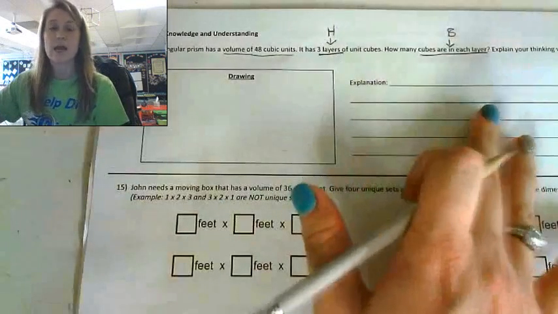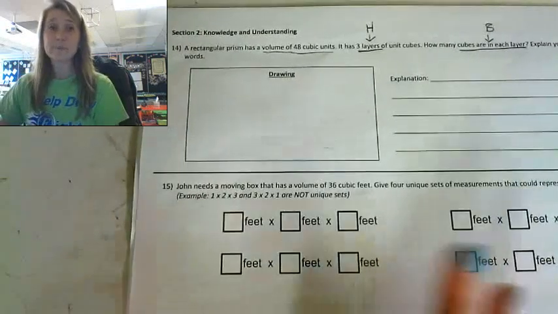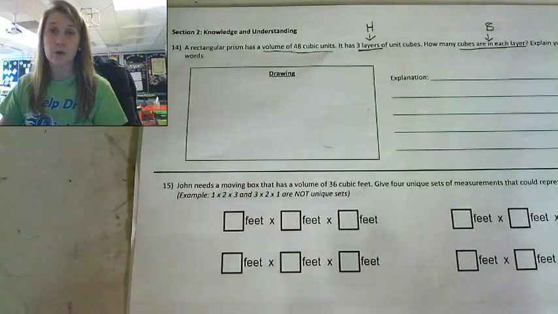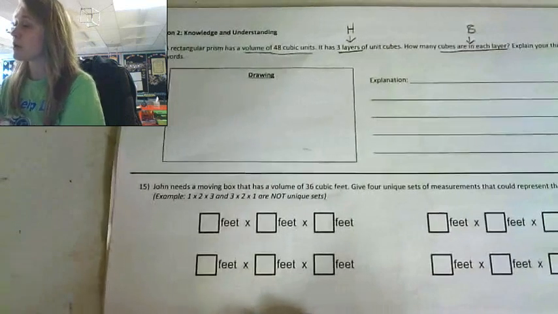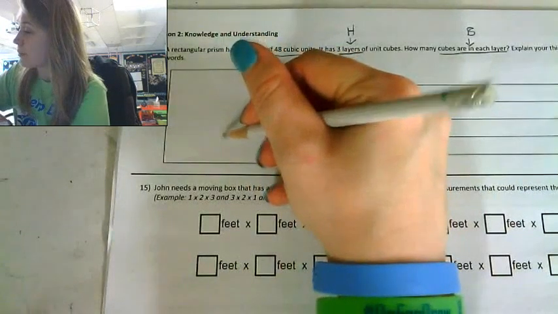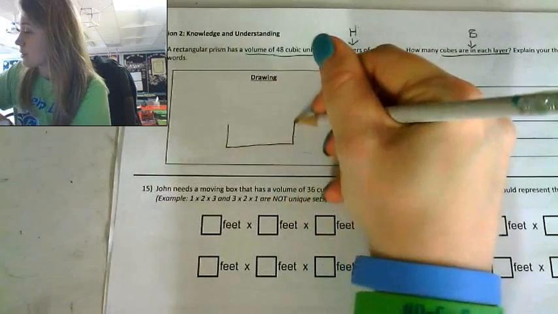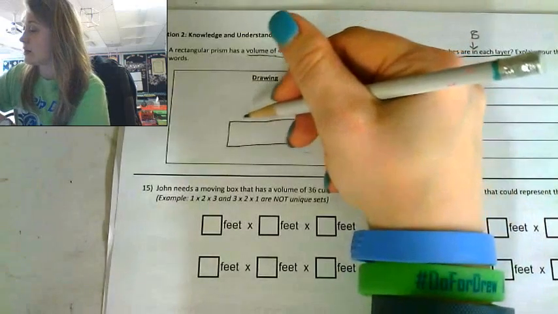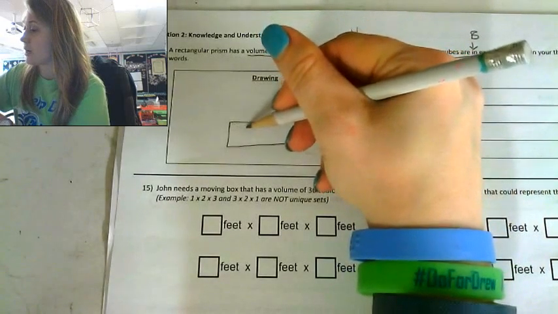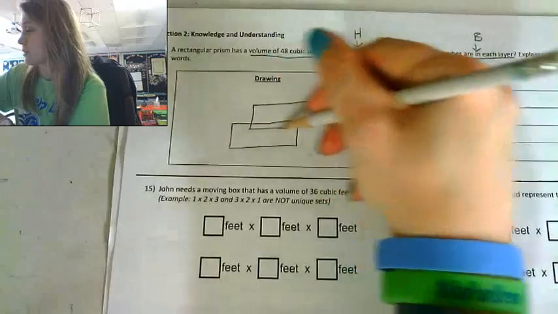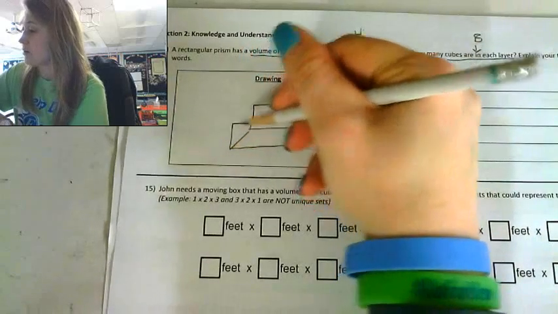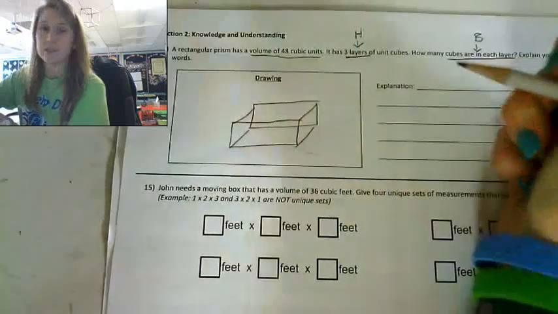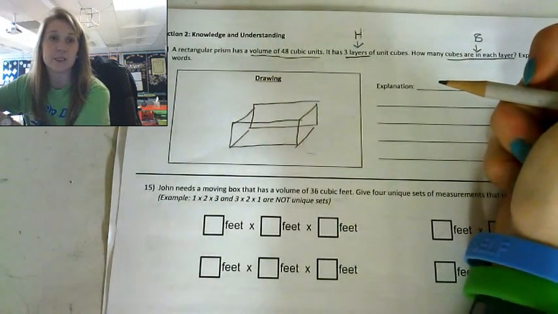Okay, so I'm going to draw it, and I'm going to explain it over here. Now, you're never going to be graded on how well you can draw a 3D figure. I just want you to show it to me as best you can. So I'm going to try to draw this shape. I'm going to draw my rectangle, and then I'm going to come up a little bit, draw my second rectangle, and then connect those edges together. So I have a 3D shape.